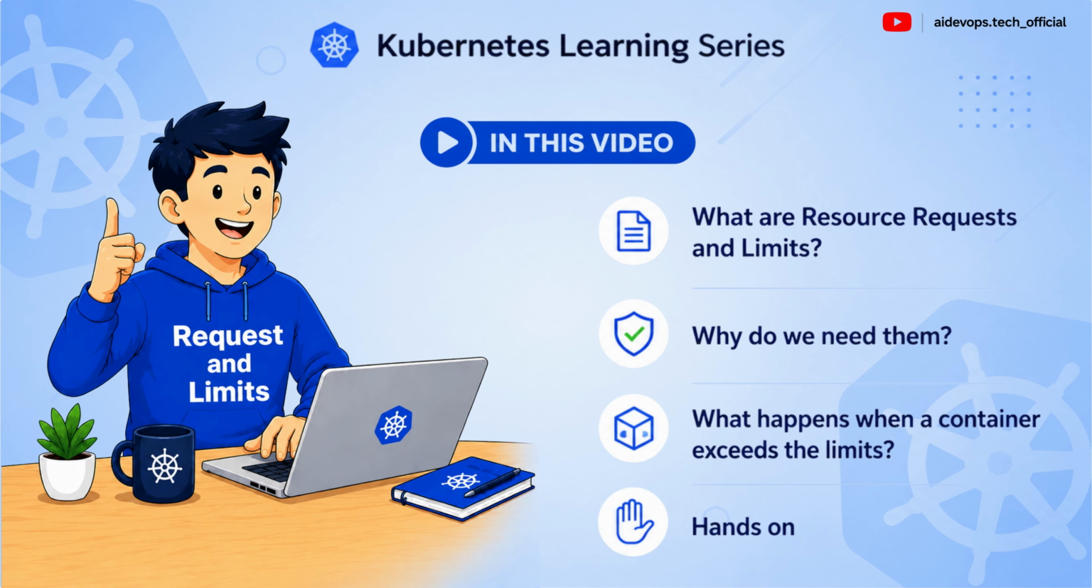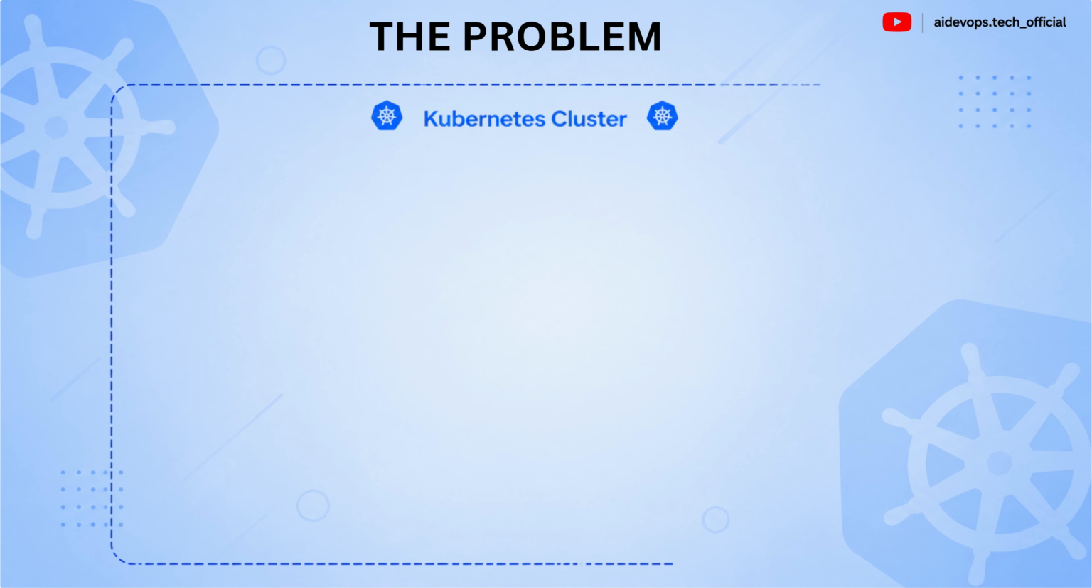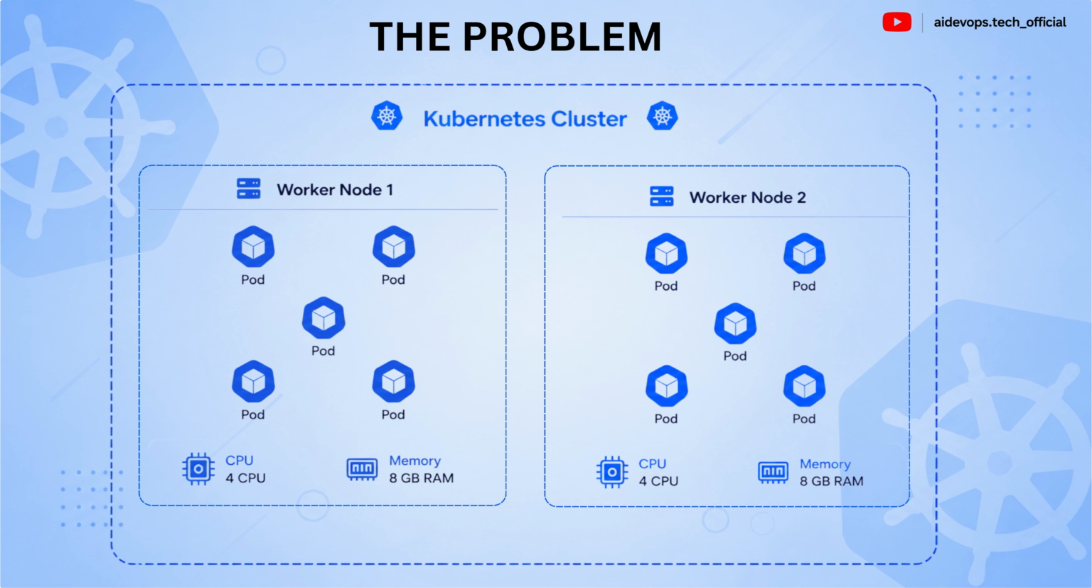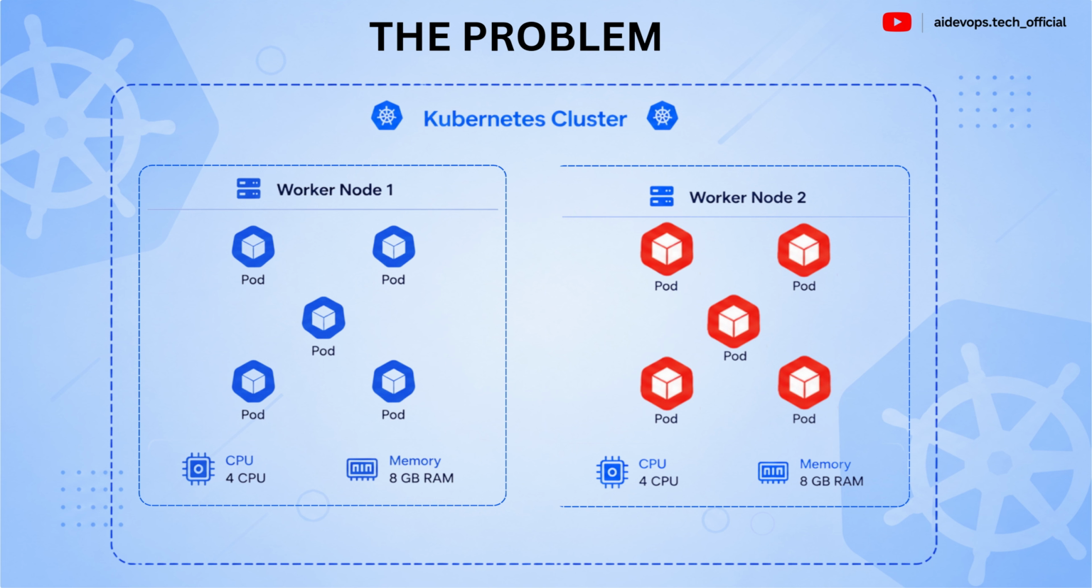So let's get started. Imagine you have a Kubernetes cluster with 2 worker nodes, and each node has 4 CPU and 8 GB of RAM. Now you deploy 10 pods, but you don't set any CPU and memory limit. So one pod starts using too much memory and the other pods become slow, and the node runs out of memory and the entire node becomes unavailable. So that's why resource request and limit are important.